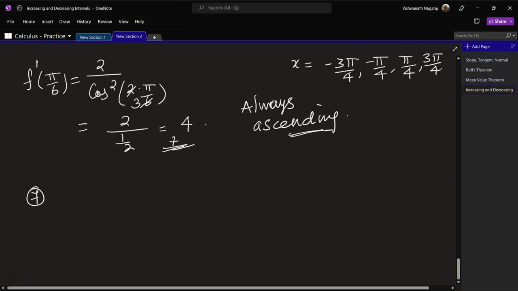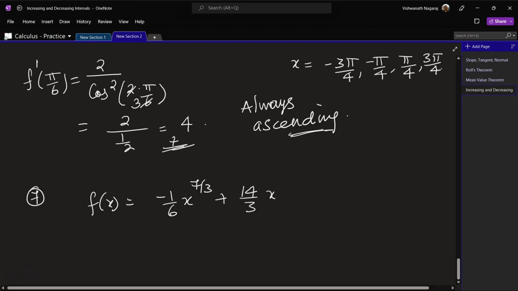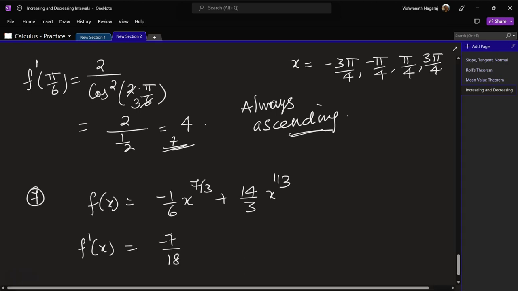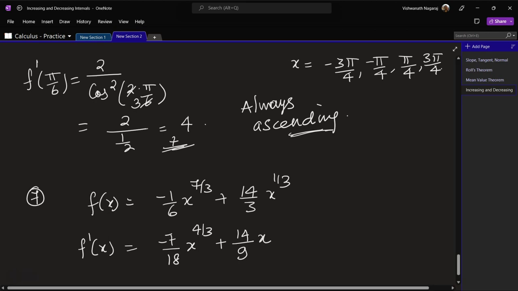Let's look at the seventh one. And this is going to be challenging. F of x is equal to minus 1 by 6 x to the power of 7 by 3 plus 14 by 3 x to the power of 1 by 3. Okay, so f prime of x is going to be minus 1 by 6 times 7 by 3. So which means 7 by 18 x to the power of 7 by 3 minus 1, that is 4 by 3, plus 1 by 3 times 14 by 3. So 14 by 9 x to the power of 1 by 3 minus 1. So minus 2 by 3.